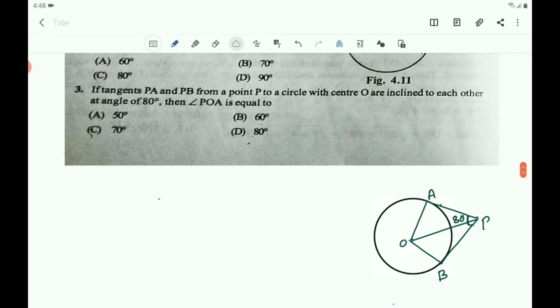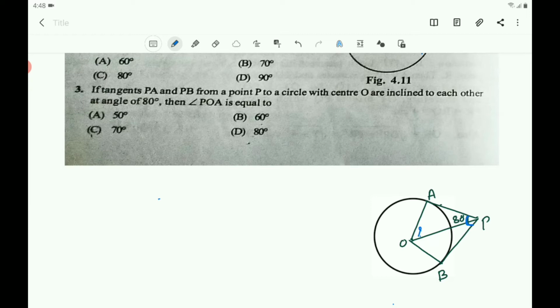See the figure. PA and PB are the tangents from the external point P. And the tangents are inclined to each other at an angle of 80 degree. Here we have to find the angle POA.